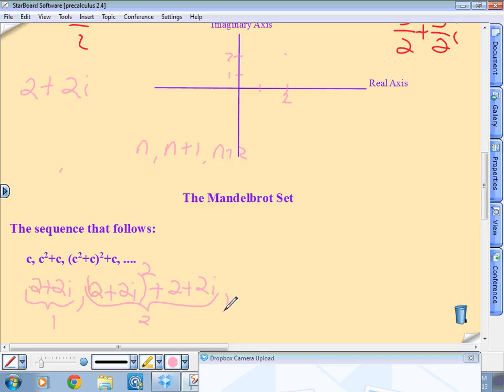So what would the third set have been? 2 plus 2i squared plus 2 plus 2i. So that was the previous step, right? And then they just squared that. And then added on 2 plus 2i. And that was the third step. And then so on and so forth. And so it would just keep getting bigger and bigger and bigger.